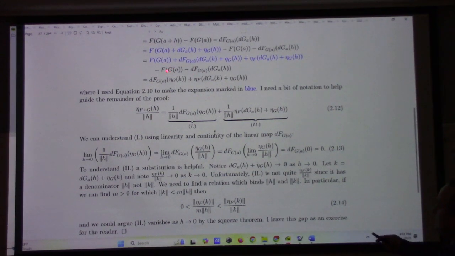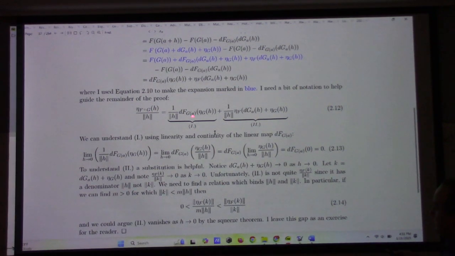Boy. Now things cancel, right? The f of g of a cancels with the f of g of a. This is linear. So that means that this is this plus that, and then this piece and that piece would be canceling, which just leaves us with the d g a eta g of h like that, plus this eta f of d g a h plus this eta g of h. All right. And then I decided to label this piece as quote unquote 1 and this piece as quote unquote 2 after division of this by norm h.